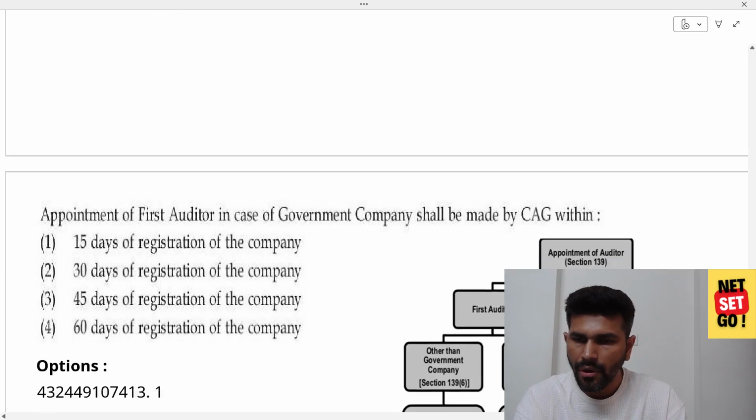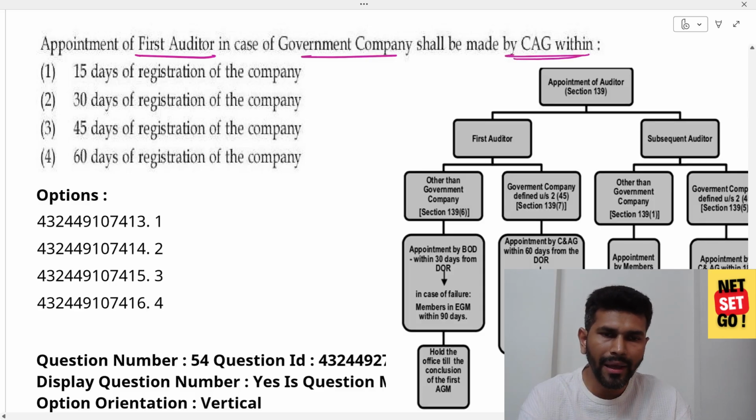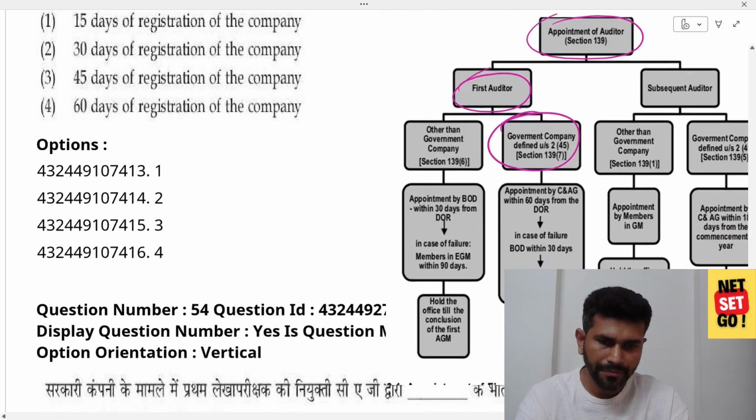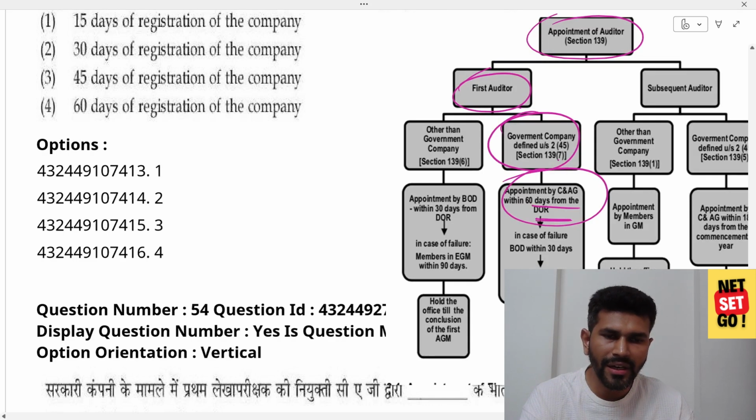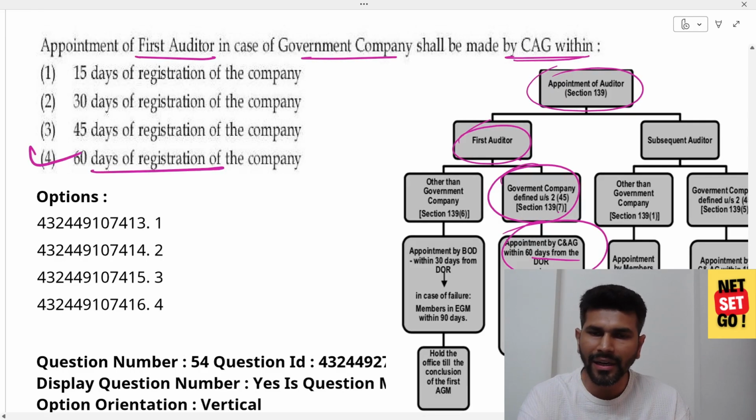Next, appointment of the first auditor in case of a government company shall be made by the CAG, Comptroller and Auditor General, within how many days of registration of the company? So, the appointment of the first auditor in case of a government company is made by the CAG within 60 days from the date of registration. So, option D is the correct answer.